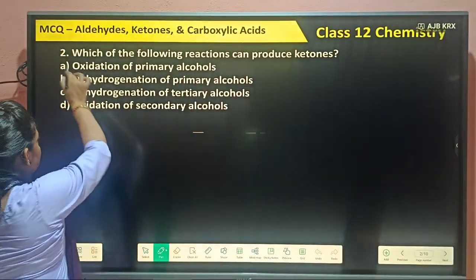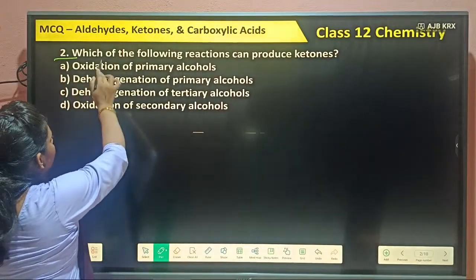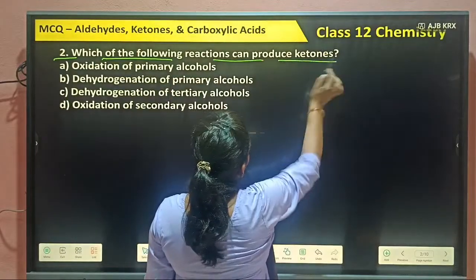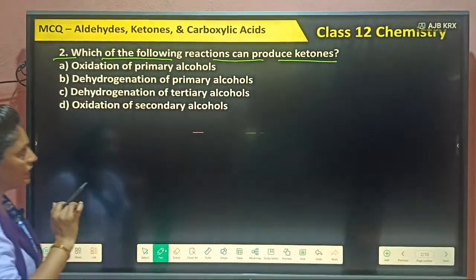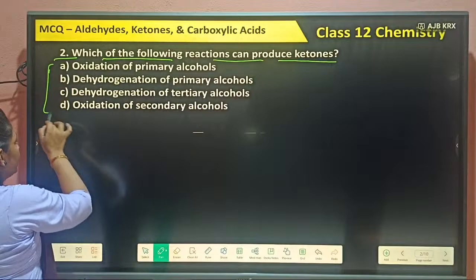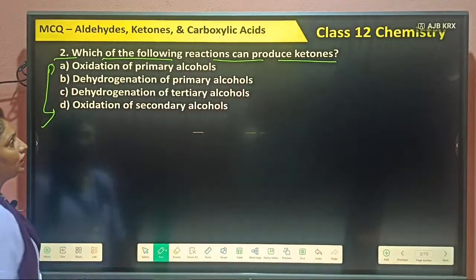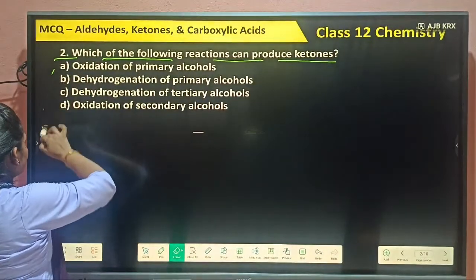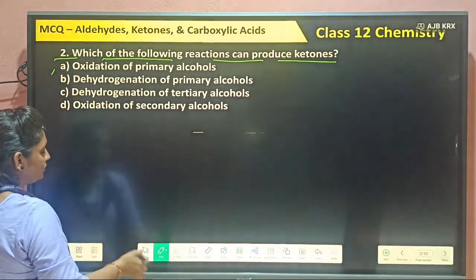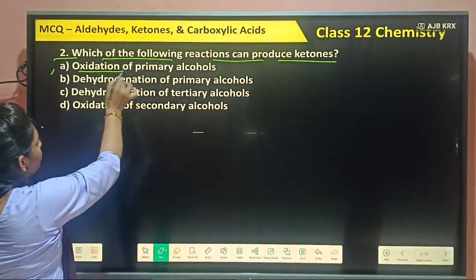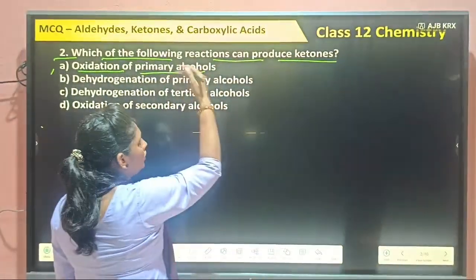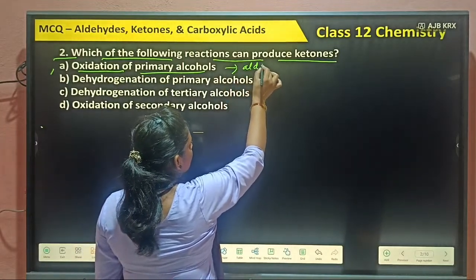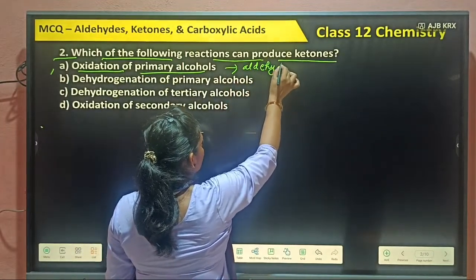Our next question is question number 2. Which of the following reactions can produce ketones? Now we will see by which reaction we can produce the ketone. Option A is oxidation of primary alcohol. No, from oxidation of primary alcohol we get aldehyde. In the first question we have discussed this.